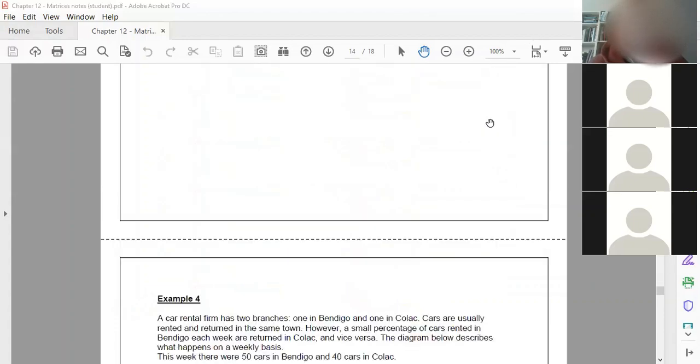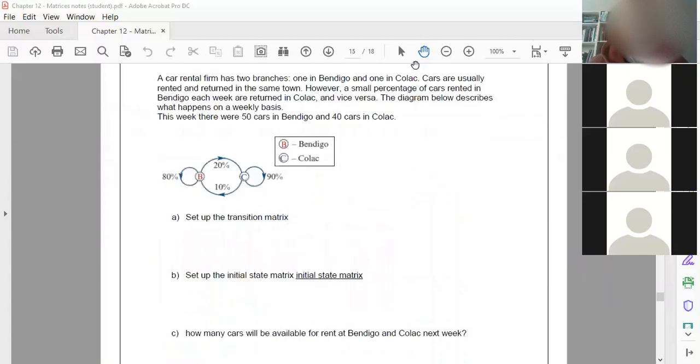Okay, example 4. So the car rental firm has 2 branches, one in Bendigo and one in Colac. Cars are usually rented and returned in the same town. However, a small percentage of cars rented in Bendigo each week are returned in Colac and vice versa. Diagram below describes what's happening on a weekly basis. 50 cars in Bendigo and 40 cars in Colac at the start. So there's our S of 0, 50 and 40. This is Bendigo, this is Colac.